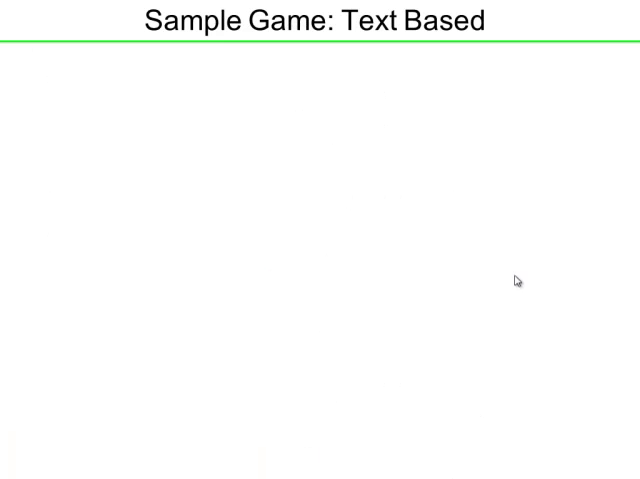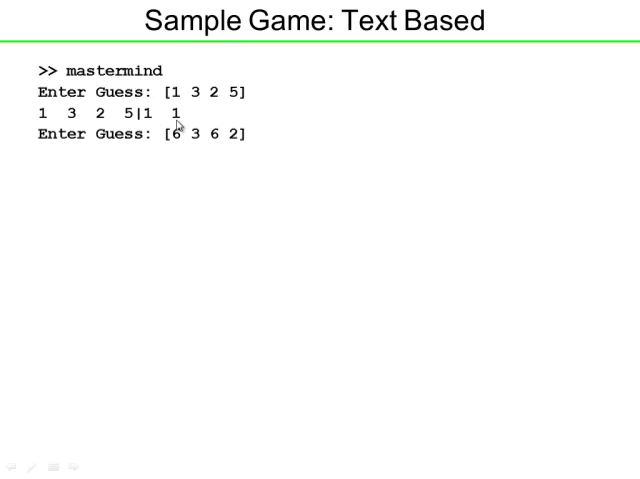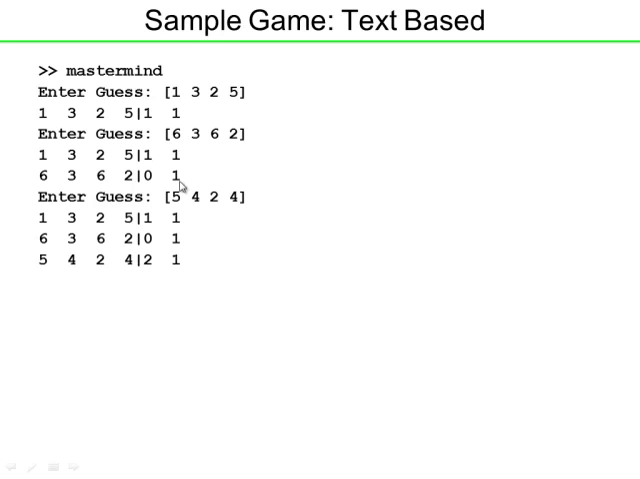Here's a text-based version of the game. Rather than use colors, we'll use the numbers 1 through 6. So the person enters a guess, 1, 2, 1, 3, 2, 5. The computer responds by repeating the guess and then the number of right color, right place, and right color, wrong place. A new guess, the computer prints out both guesses for summary and tells that in this new guess, no right color, right places, but 1 right color, wrong place, and so on.